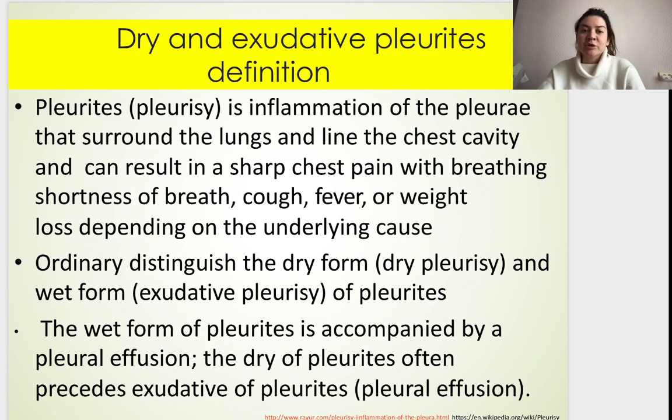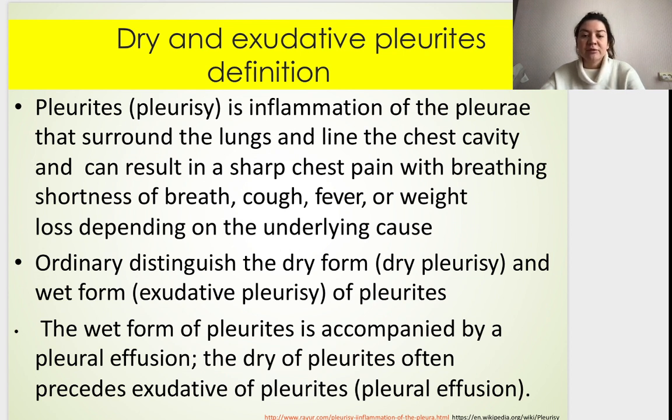First syndrome is dry and exudative pleuritis. Let's give a definition to this syndrome. Pleuritis or pleurisy is inflammation of the pleura that surround the lungs and line the chest cavity and can result in a sharp chest pain with breathing, shortness of breath, cough, fever, or weight loss depending on the underlying cause.